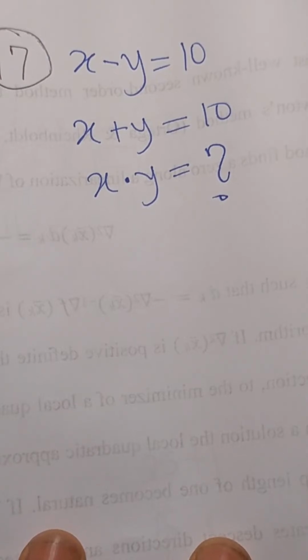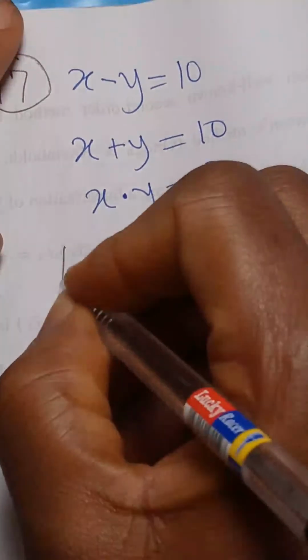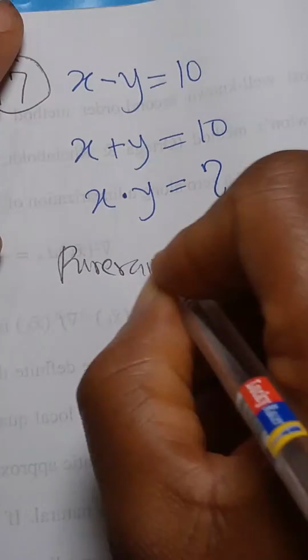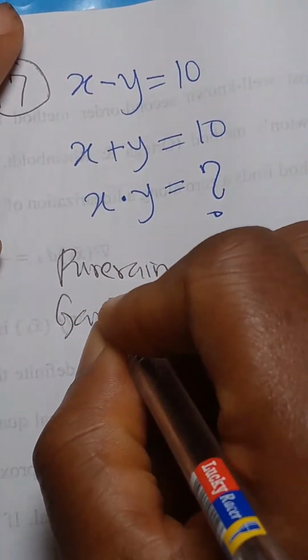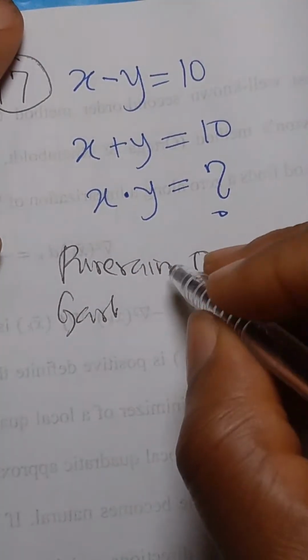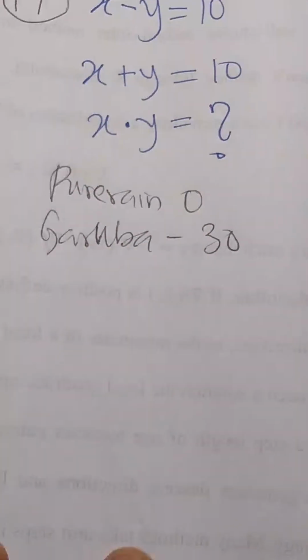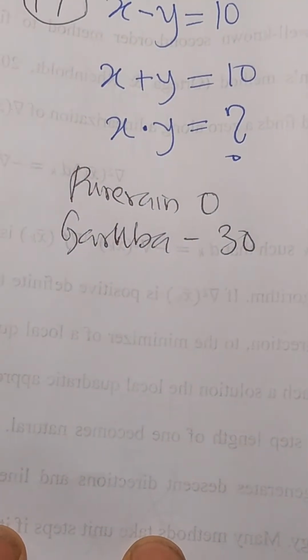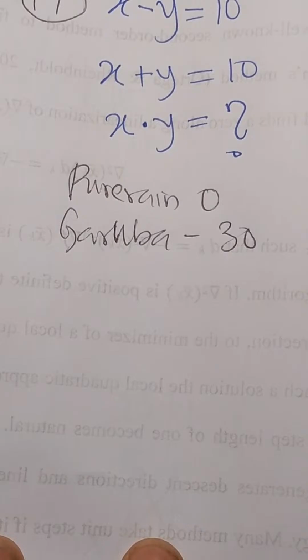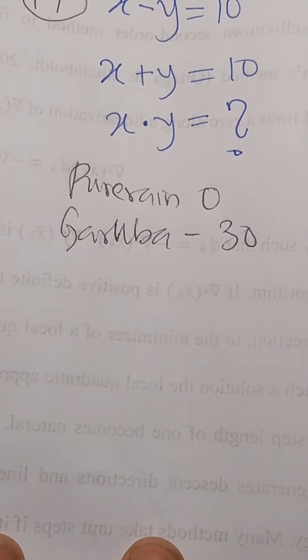Okay. So Pure Rain, you say your final answer is 0. Garuba, 30. Pure Rain, 0. Garuba, 30. More solutions, please. Please, if you're just joining us, this is a live challenge and it's for everybody. Feel free to participate. The live challenge is for everybody.